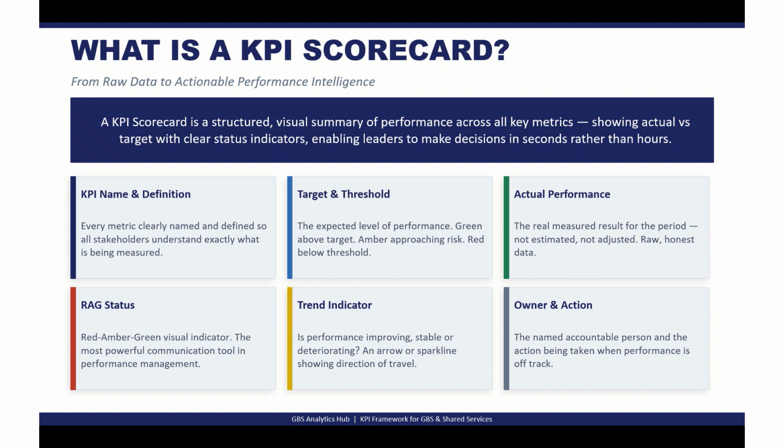Fifth, trend indicator. Is the performance improving, stable, or deteriorating? An arrow or a spark line showing direction of travel. A KPI can be green today but trending downward, which means it will be amber in the next 6 months unless someone acts on it now. Sixth, owner and action. The named accountable person and the action being taken when performance is off track. If there is no owner and no action column, your scorecard is just a report. It is not a management tool.